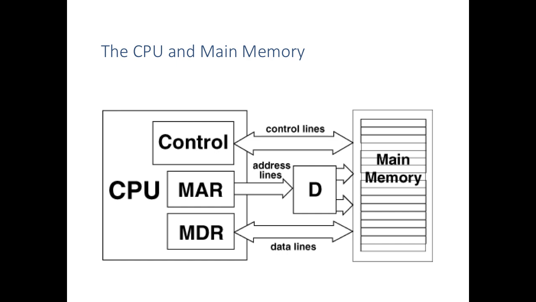You want to have a memory address register, MAR, a memory data register, MDR, and some control element which is going to be able to go and get memory from the main memory location where the RAM is stored across the data lines and into the memory data register.